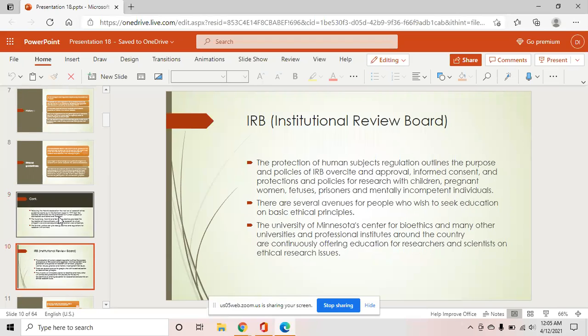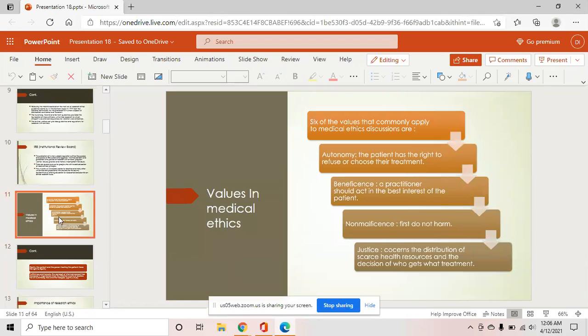IRB, Institutional Review Board. The Protection of Human Subjects Regulation outlines the purpose and policies of the IRB, oversight and approval, informed consent and protection, and policies for research with children, pregnant women, fetuses, prisoners, and mentally incompetent individuals. There are several avenues for people who wish to seek education on basic ethical principles. The University of Minnesota's Center for Bioethics and many other universities and professional institutes around the country continuously offer education for researchers and scientists on ethical research issues.